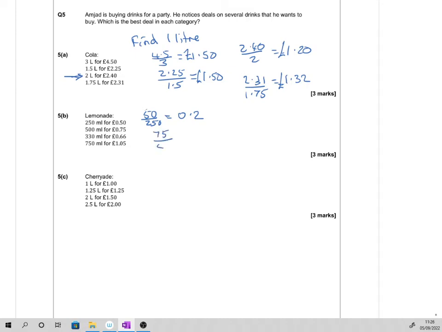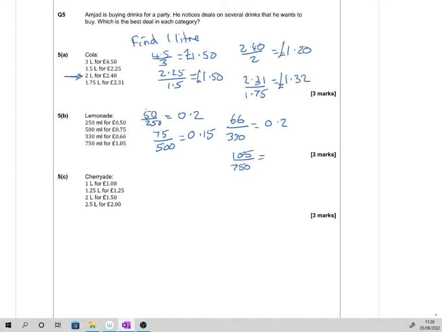75 divided by 500. 75 divided by 500 is 0.15. Third one, 66 divided by 330. 66 divided by 330 is 0.2. And the fourth one is 105 divided by 750.